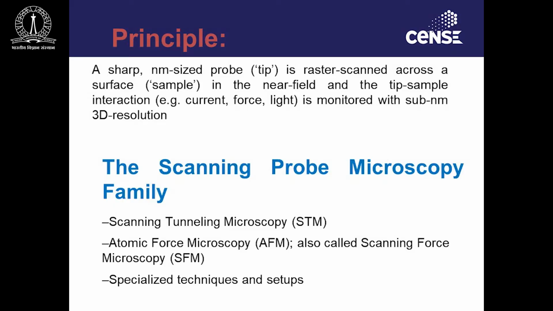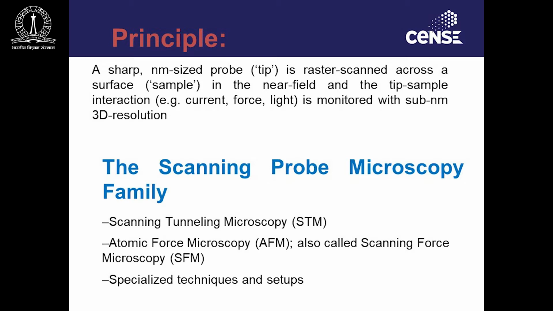Principle of working of an atomic force microscope. There is a sharp nanometer size probe that is attached to the end of a cantilever that interacts with the surface. So it is raster scanned across the surface in a very near field above the surface, and because of the tip interaction with the surface, we are able to get some images. And how do we get these images is by monitoring the movement of the tip. That is done by the software with the help of a computer.